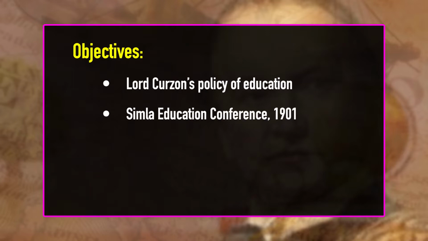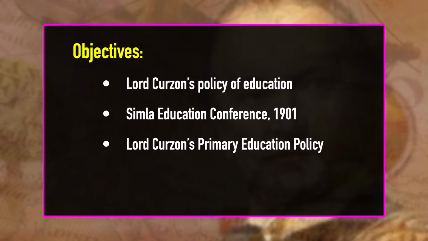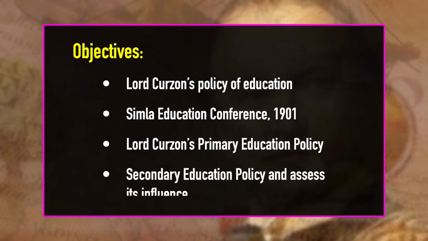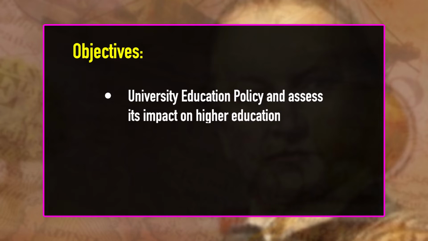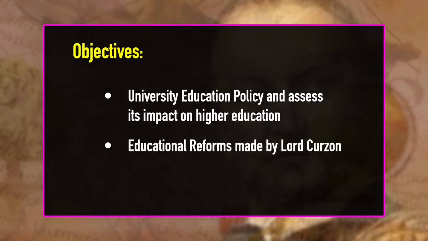his Shimla Education Conference, that is 1901, to assess primary education policy of Lord Curzon, to discuss secondary education policy and assess its influence, to explain university education policy and assess its impact on higher education, and to finally describe other educational reforms made by Lord Curzon. Let us get a brief introduction.